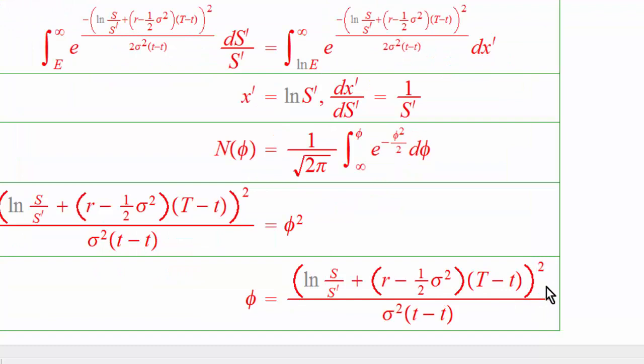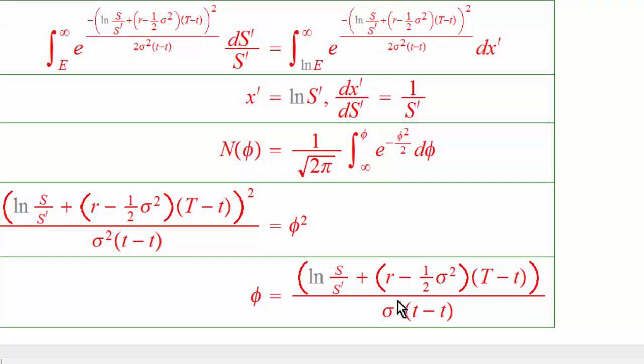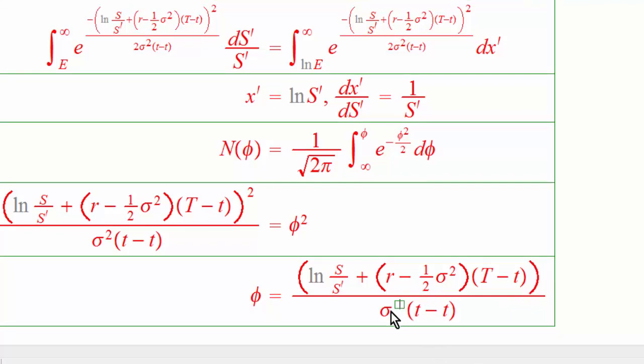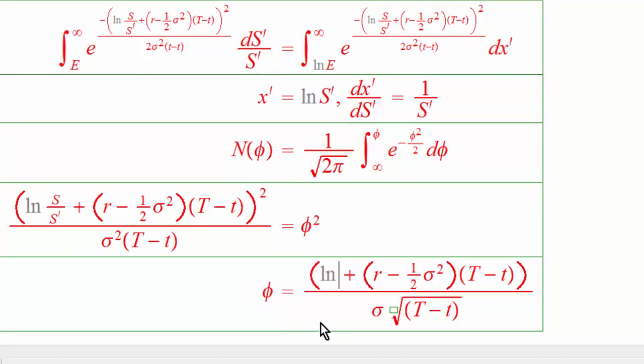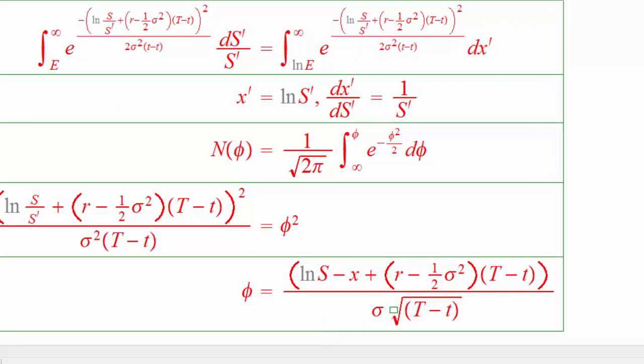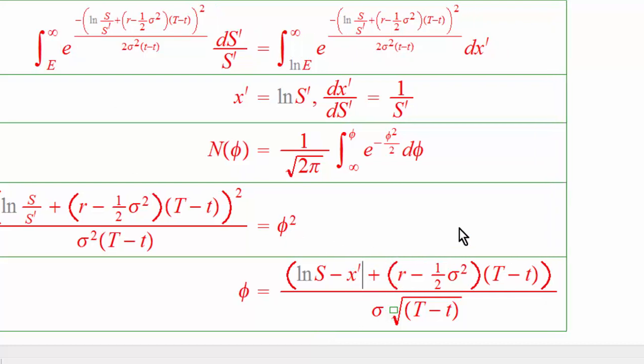So that's going to get rid of this square root here, and square root this T minus t. Oh, that should be a big T for expiry time. All right. Oh, what about this? I still have my S prime in here. Well, this I can write as the ln of S minus the ln of S prime, and the ln of S prime is just X prime.